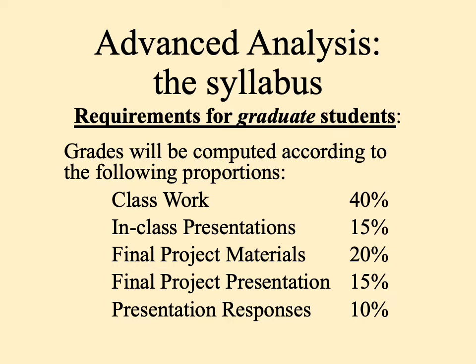The final project will have something to hand in, and whatever materials you hand in will be 20% of your final grade. The final project will be something you present to the group, and that will be 15% of your final grade. And then your written evaluations of your fellow graduates' presentations, those responses to their presentations, will be 10% of your final grade. So there will be a separate video that tells you exactly what the graduate project should entail, and I'll direct you to that later on in this presentation. But that's how graduate grading works.